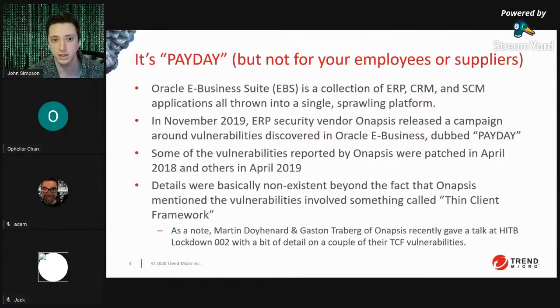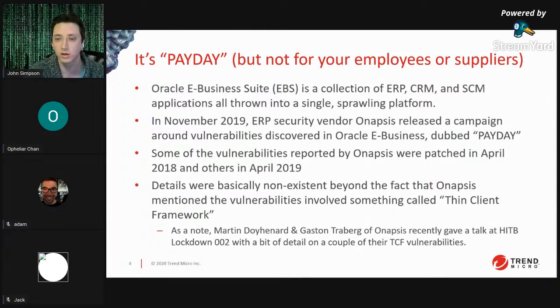So in November 2019, ERP security vendor Onapsis released a campaign around vulnerabilities discovered in Oracle e-business, and they called this collection of vulnerabilities Payday. Now the name was not necessarily based on anything about the actual vulnerabilities themselves. It was about what an attacker could do post-exploitation in order to do bad things to the organization. So some of these vulnerabilities were reported by Onapsis and patched in April 2018. Others further were patched in April 2019, and they found even more that were actually patched in January of this year. In general, details were basically non-existent beyond the fact that Onapsis said that the vulnerabilities involved something called the thin client framework.